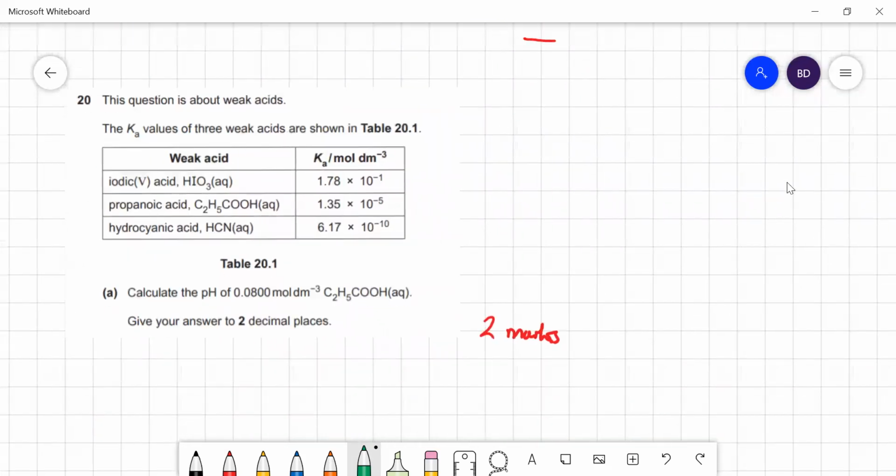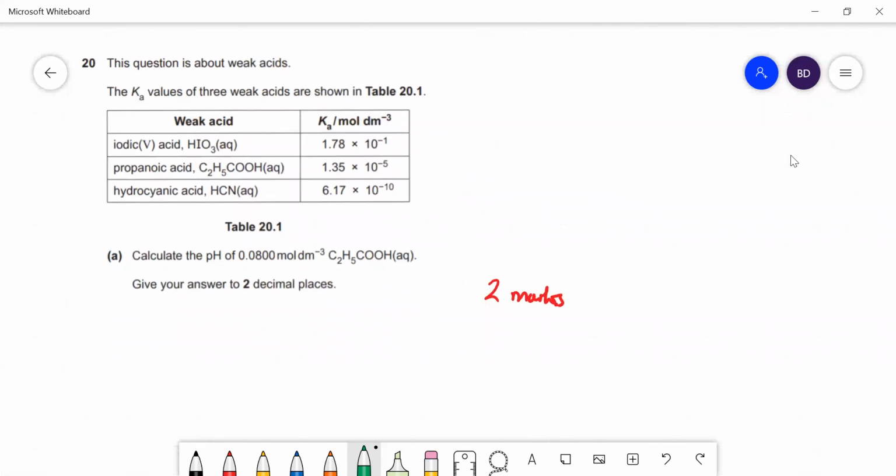Right, on to weak acids now. Okay, the Ka of weak acids is shown. Calculate the pH of propanoic acid of this concentration. Okay, so how are we going to do that? Well, I like to write down this propanoic acid as HA, and it's going to dissociate into A minus, its conjugate base, and into H plus.